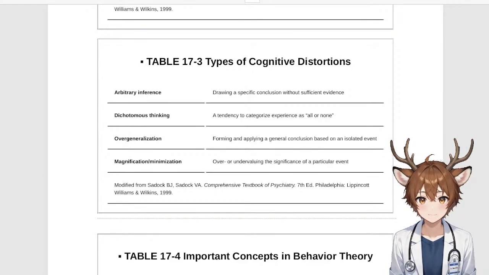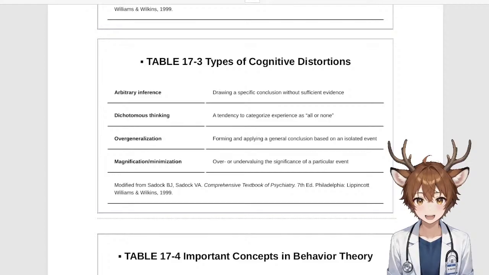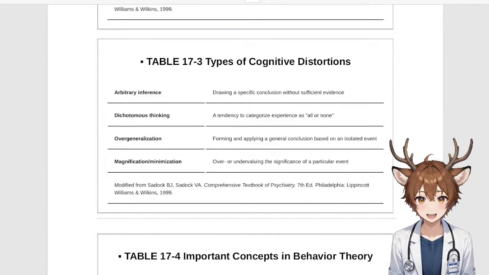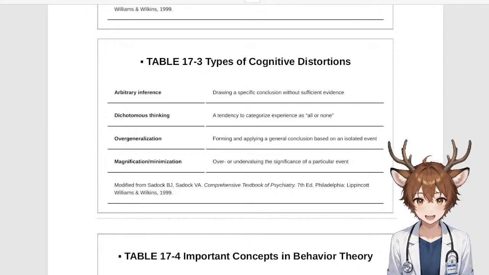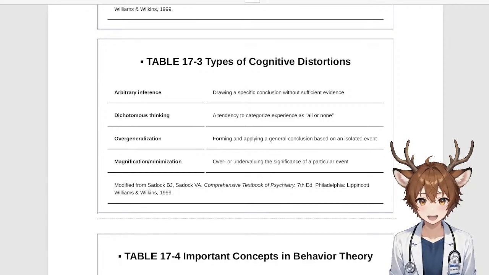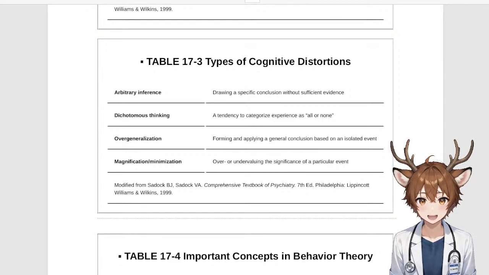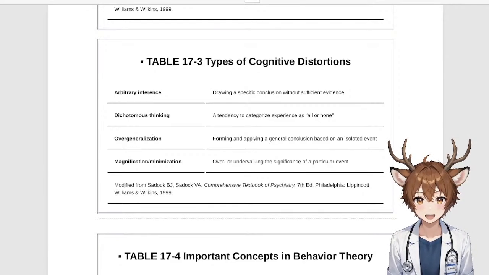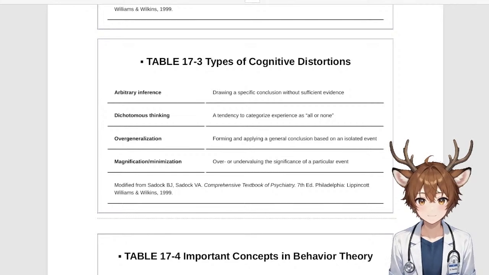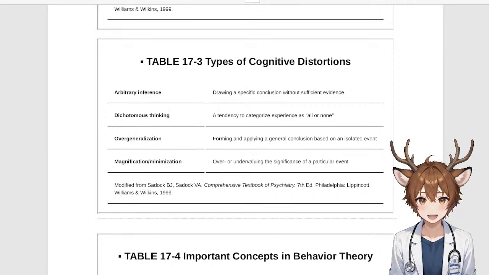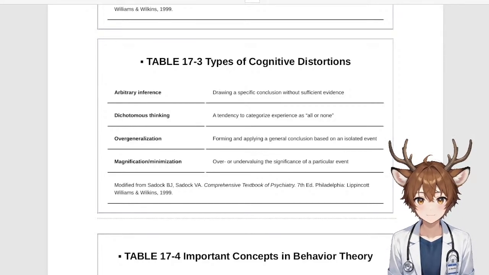Dichotomous thinking, a tendency to categorize experience as all or none. It's all good or it's all bad, it's all there or it's all not, it's one way or the other, instead of being this gray zone that you have to navigate further to figure out what's fruitful or not. Overgeneralization, forming and applying a general conclusion based on an isolated event. Right, so it's pretty self-explanatory. Magnification and minimization, over or under evaluating the significance of a particular event.